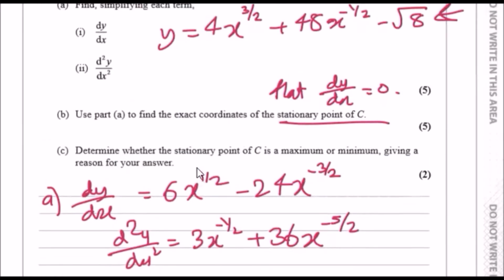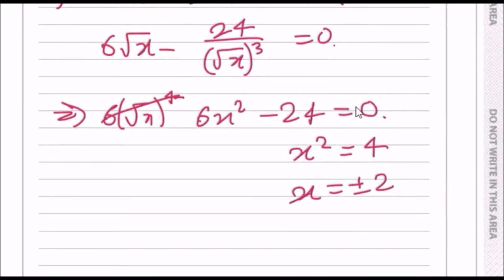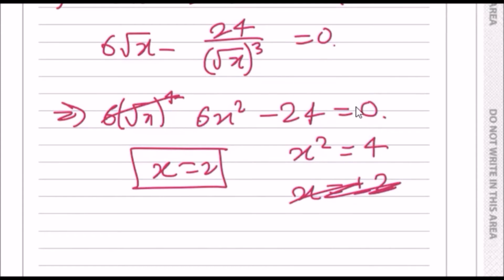And just double checking what they want. They want the exact coordinates of stationary point C. We also know that the x coordinates are greater than 0, so it's positive. So the actual solution will therefore be 2. Okay, that's the x value.